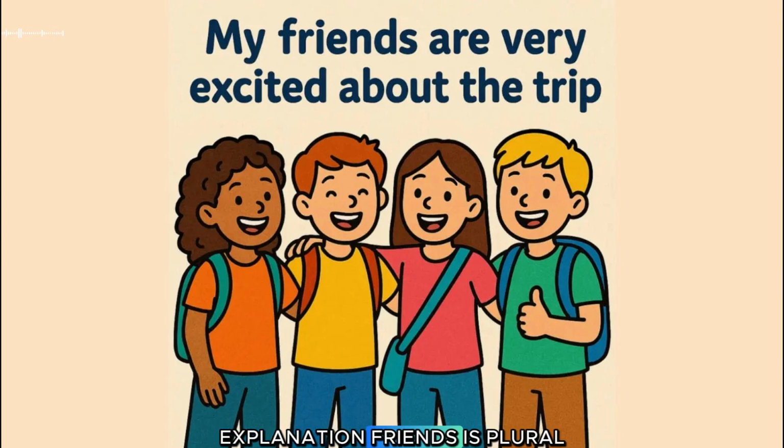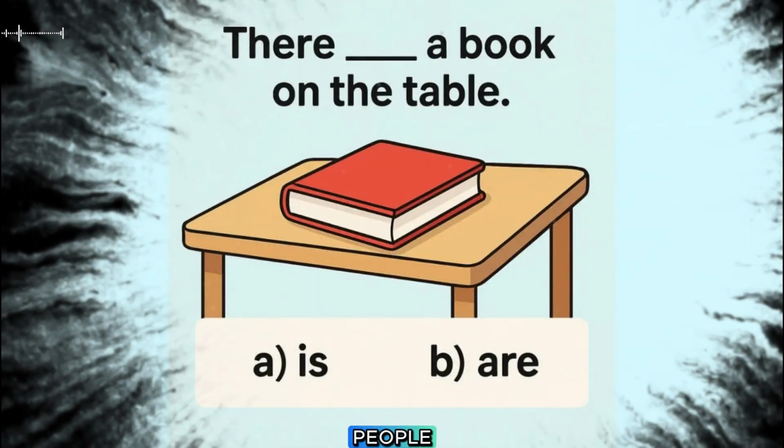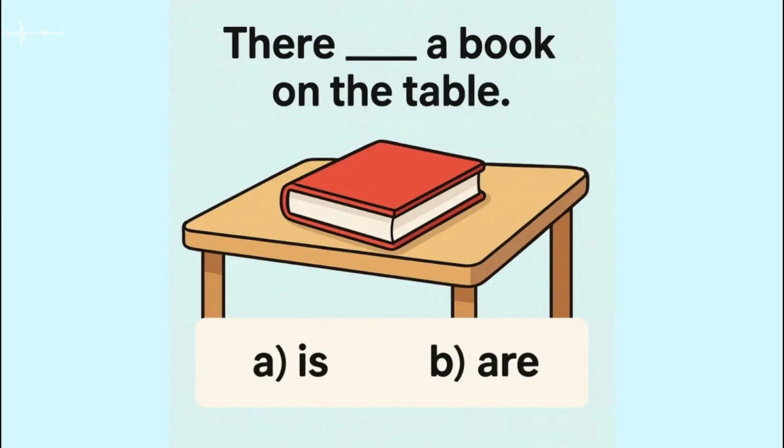Explanation. Friends is plural, meaning more than one person. That's why we use are. The action or state applies to many people, not just one.